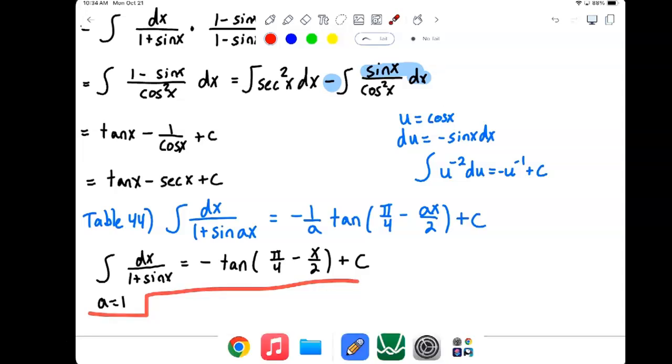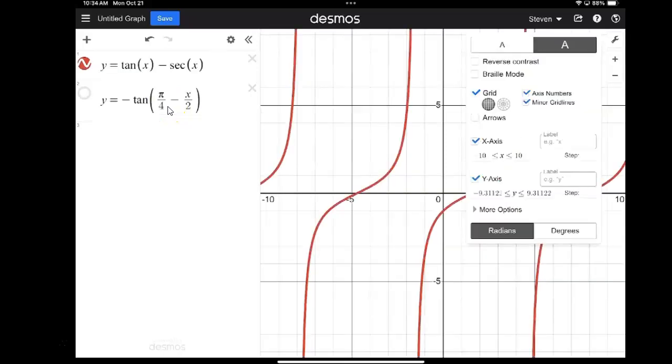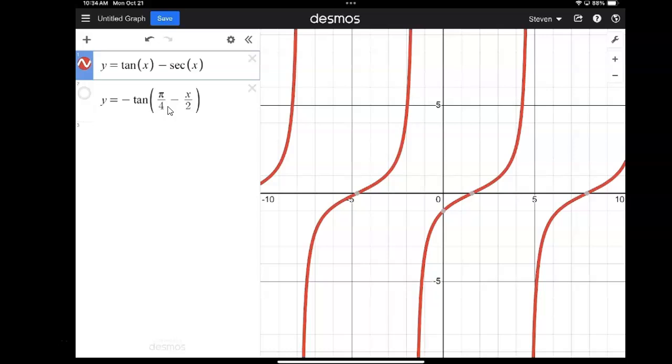The last thing I want you to recognize is that this is in fact the same. I actually graphed these two functions on Desmos. There's my first function, tangent of x minus secant of x. And there's my second function, negative tangent of pi over 4 minus x over 2. First, there's the red graph, and then there's the blue graph. You can see they lay right on top of each other. So the two graphs do line up graphically.